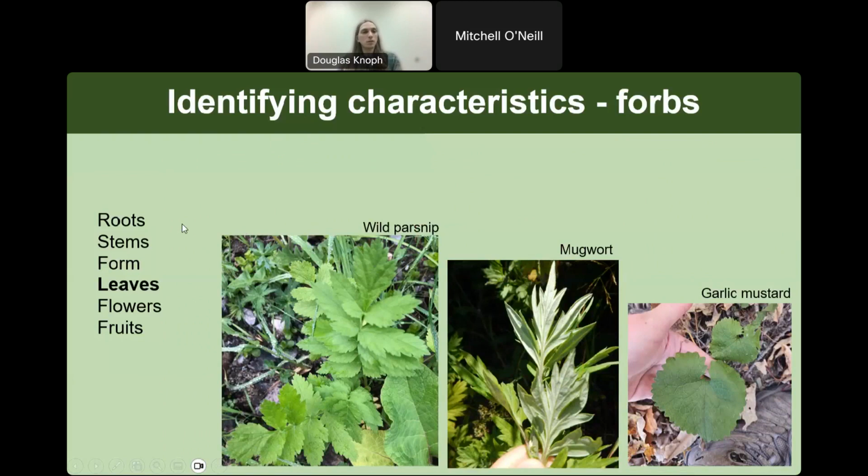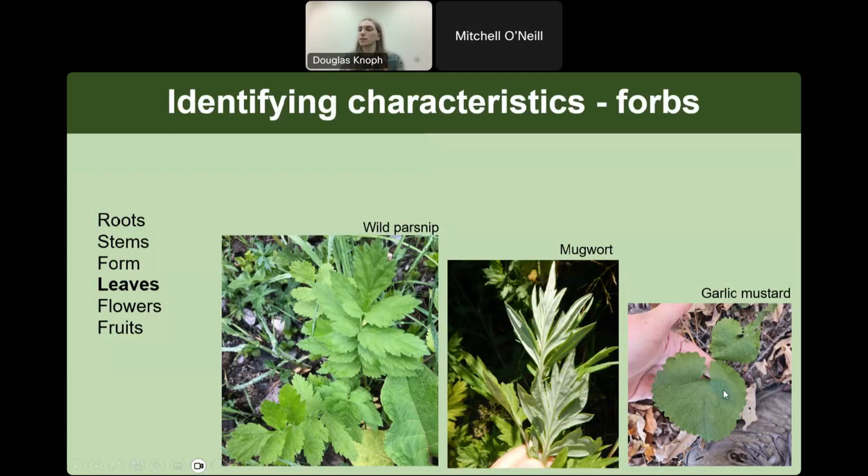Again, leaves are a good identifying feature. A few examples here. Wild parsnip has this compound leaf with many small leaflets along it. Mugwort has a more solid leaf. Another example of one that has a distinct silvery underside to it. So this is a good one to flip over, at least one of the leaves in the photo, so that you can see both sides of it.